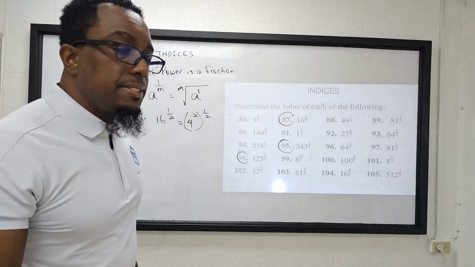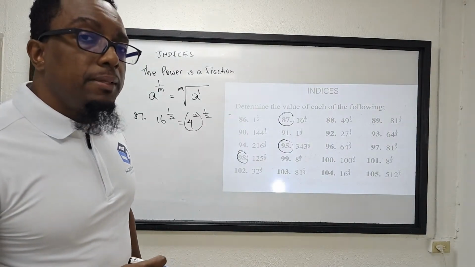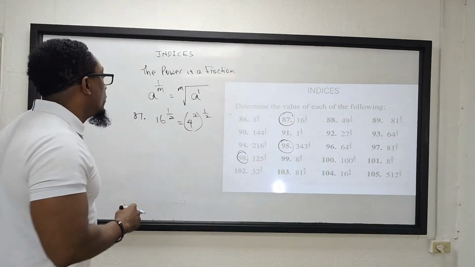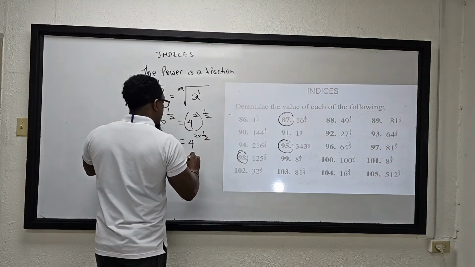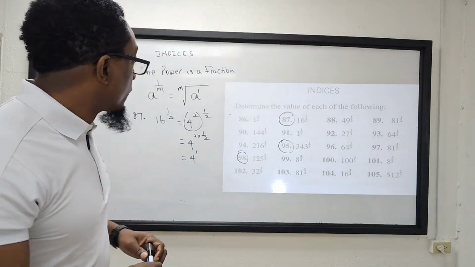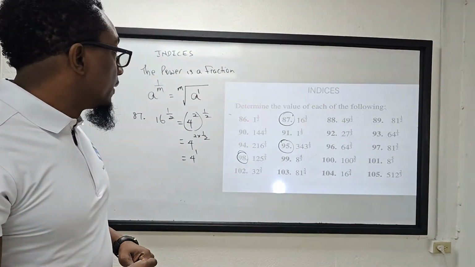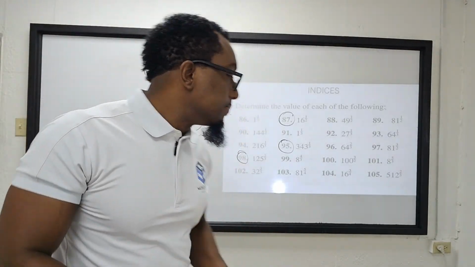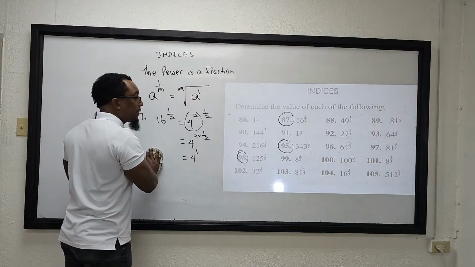And what I'm going to do here is apply power to a power. I take the power outside, a half, and I multiply by the power inside, which is 2. This will give me 4 to the power of 2 times a half, 4 to the power of 1, which is 4. So same answer, I got 4. Same result, let's go 95.